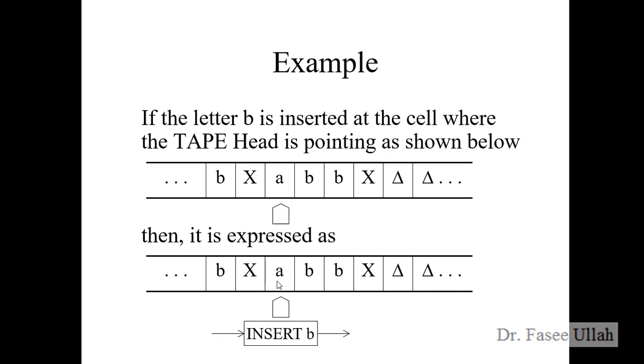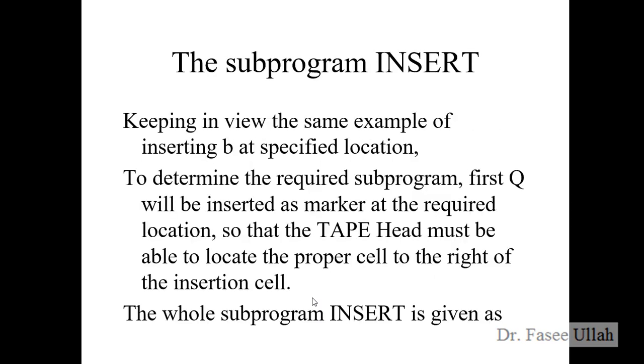After identifying the location, we will replace it with the actual value. The actual value we have over here is the B. Then we will see whether it's going right or left, which depends on the direction. So let's see. The tape head must be able to locate the proper cell to the right of the insertion cell. This is one of the mechanisms. The whole subprogram for insertion is given in the next slide.